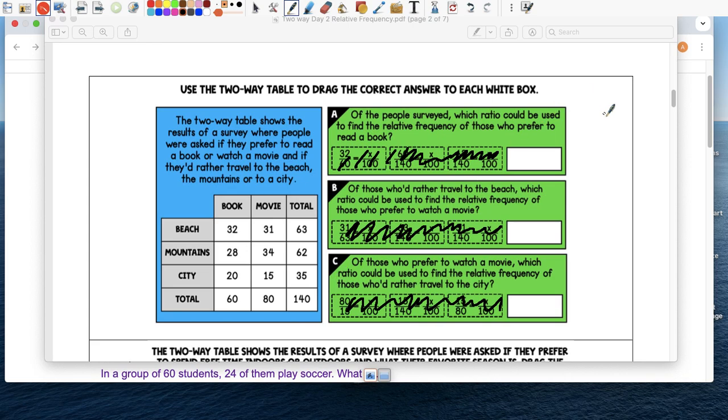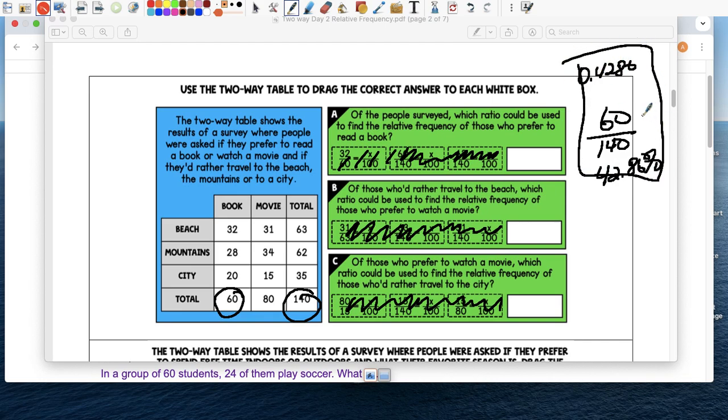So out of the people who were surveyed, how many people were surveyed? Right here, 140. And out of those 140, how many like to read a book? Well, the total number of people in the book is 60. If you divide 60 by 140 and then multiply by 100, you're going to get 42.86%, or as a decimal, 0.4286. So three different ways of writing the same thing.